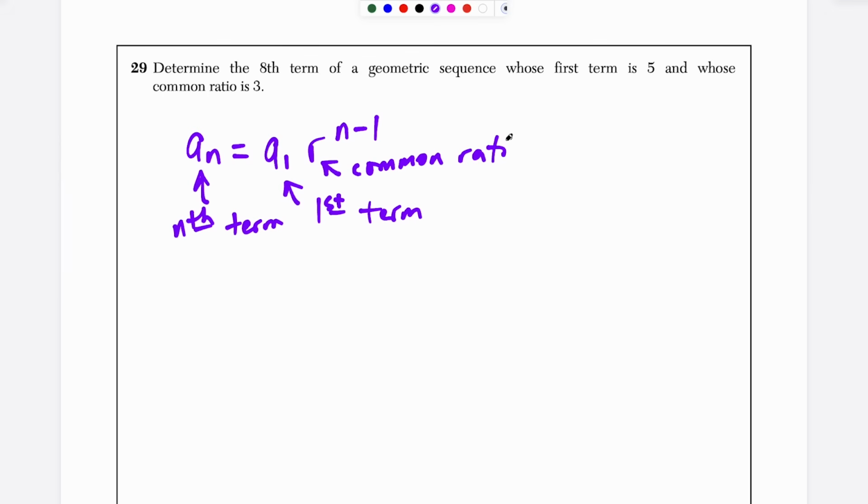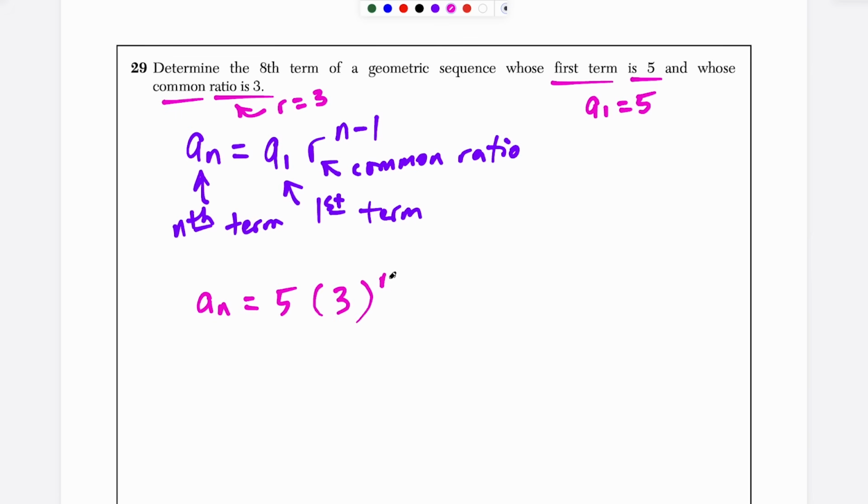The common ratio for a geometric sequence is the number that gets multiplied each time to get from one term to the next. Okay, so here I'll write the formula first. In our case, a sub n equals the first term is 5. So they're telling us here a sub 1 is 5, and in parentheses r, the common ratio is 3. So I plug it into the formula, 3, and now to the n minus 1 power.